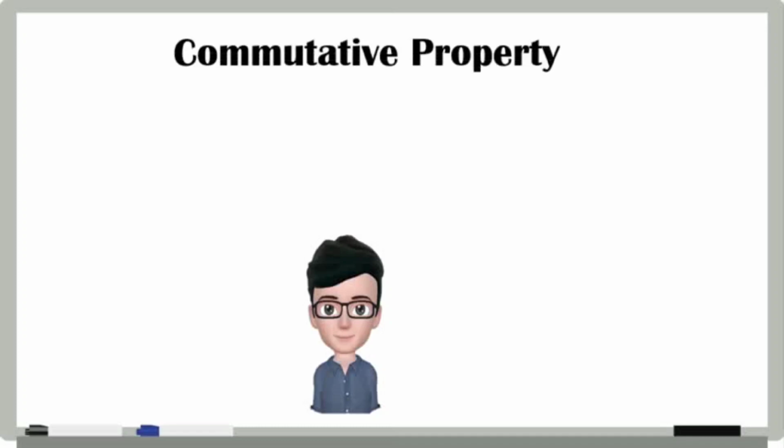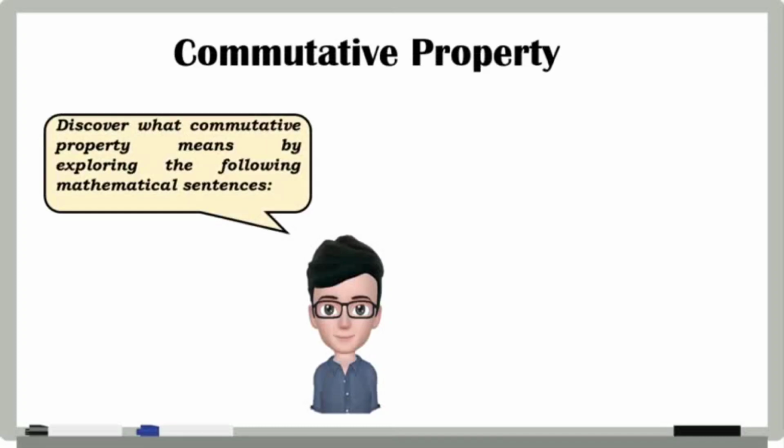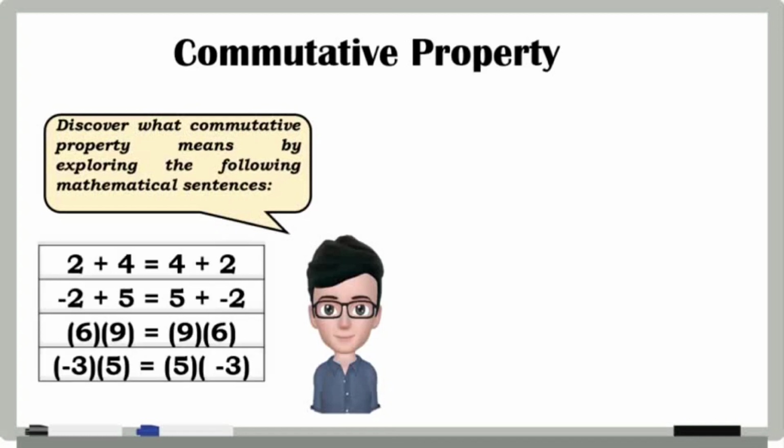So, simulan natin sa commutative property. So, I want you to discover kung ano ba ang ibig sabihin ng commutative property by observing and exploring yung mga sumusunod na mathematical sentences. Sige nga, ano ba ang napapansin nyo sa mga mathematical sentences na 2 plus 4 equals 4 plus 2. Negative 2 plus 5 equals 5 plus negative 2. 6 times 9 is equal to 9 times 6, and negative 3 times 5 equals 5 times negative 3.